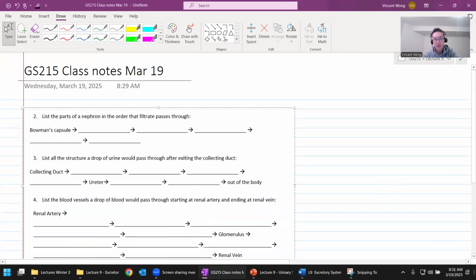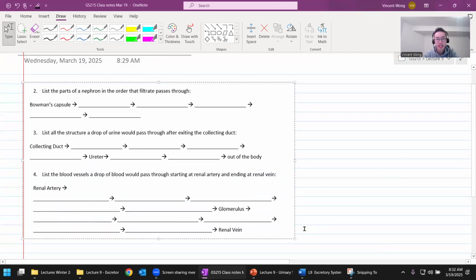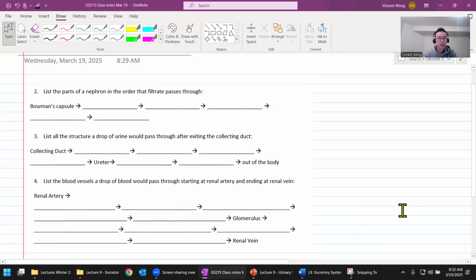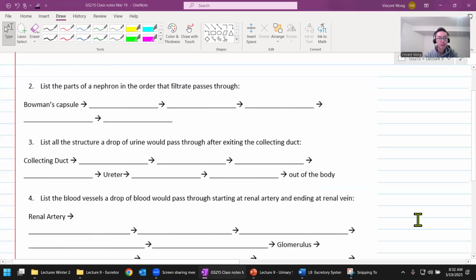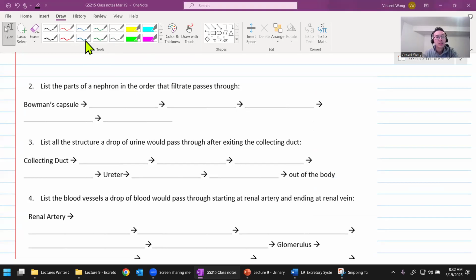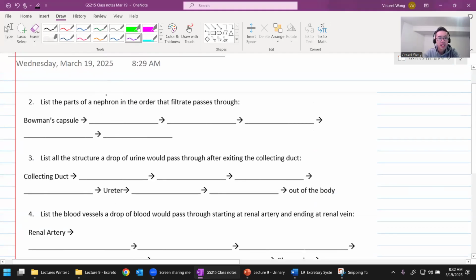So we have this question right here in the study guide. I don't know if you have had a chance to work through it yet, but let's fill it in together. First, we have the parts of the nephron in the order that the filtrate passes through. Once again, nephrons are the functional unit of the kidney.